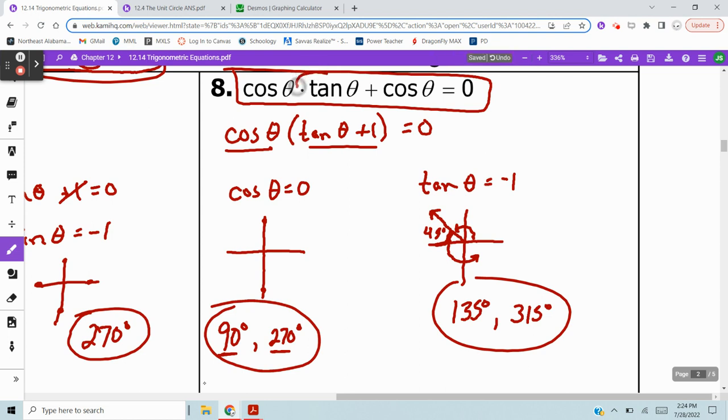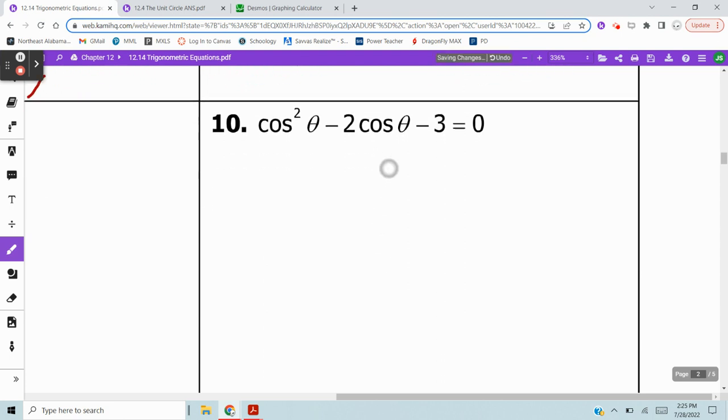And I want to remind you that when you plug in 90 and 270 right here, the tangent of 90 and the tangent of 270 are actually undefined. You can't do the tan of 90 or the tan of 270. So when you go back and plug it in, those two answers do not work. So you actually only have two answers, which is what you saw on the graph.